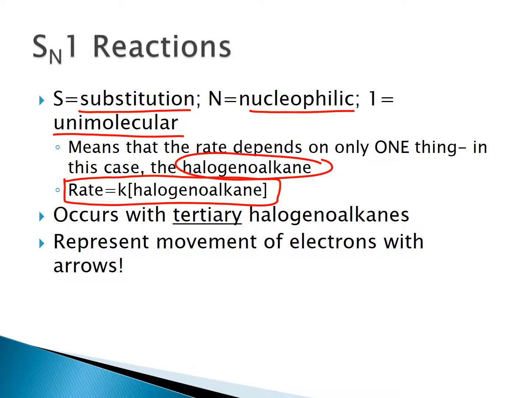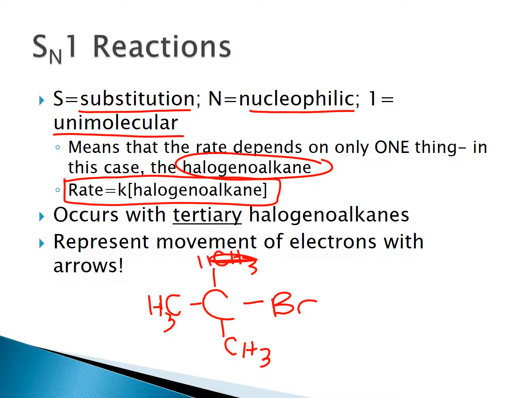And again, we're going to represent movement of electrons with arrows. Well, so a tertiary halogenoalkane is when the carbon that's bonded to the halogen, in this case bromine, is bonded to 3 other carbons. Okay, so that's an example of a tertiary halogenoalkane. If this were a hydrogen atom, it would be secondary, and if there were 2 hydrogen atoms, it would be primary.